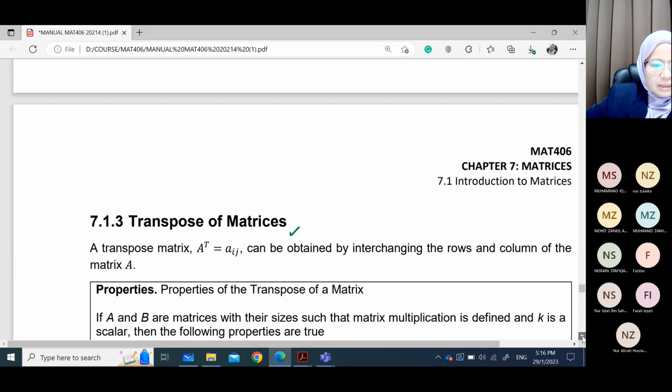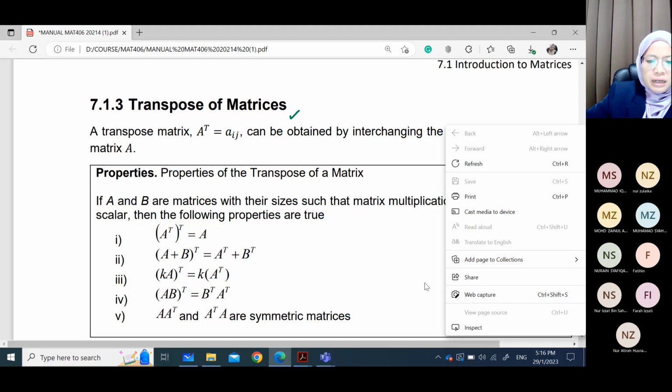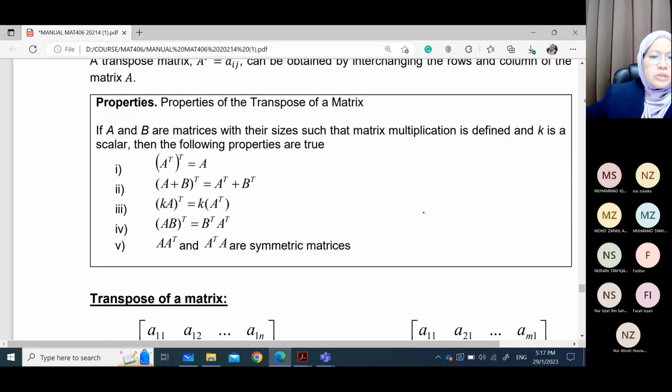multiplication. Okay, so next kita tengok transpose matrix. So transpose matrix ni kita tukarkan daripada kolom kepada row dan daripada row kepada kolom. Okay, so kat sini kita ada beberapa properties untuk transpose matrix. The first one, A transpose transpose. So kita akan dapat A tu balik.